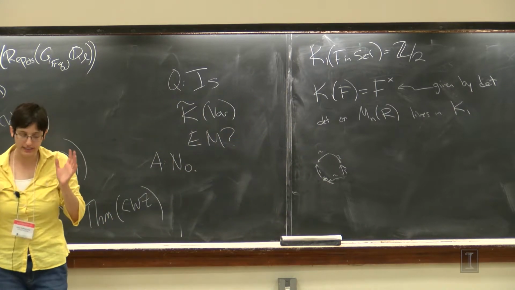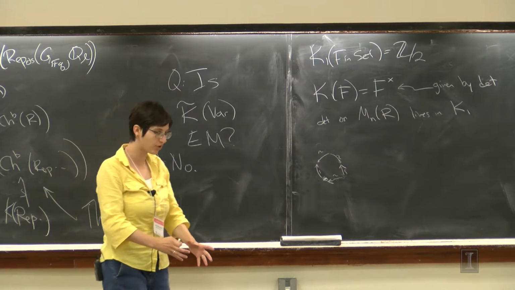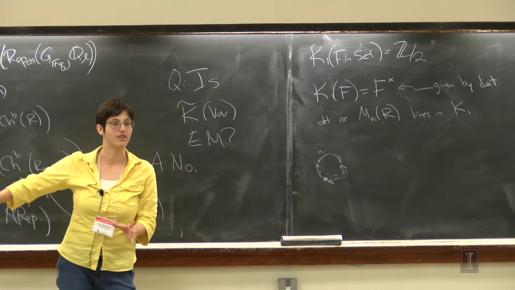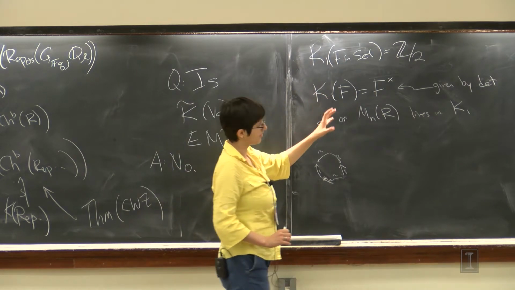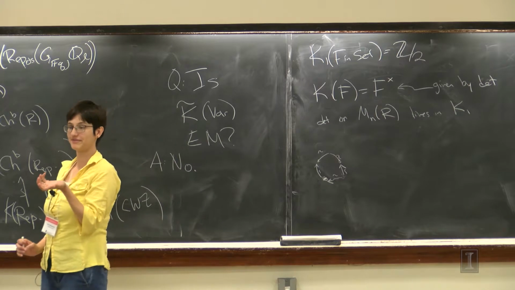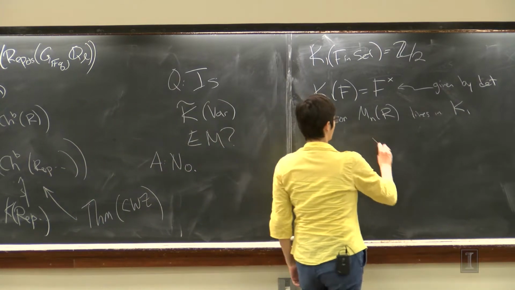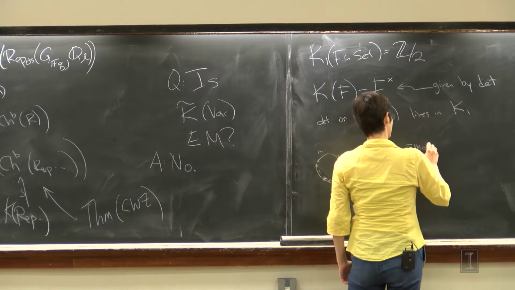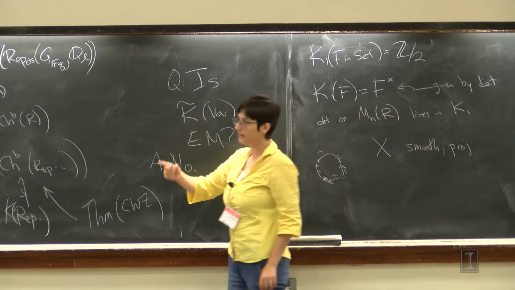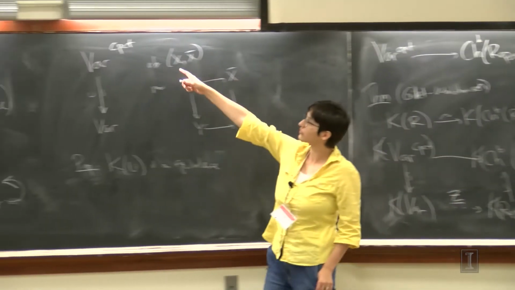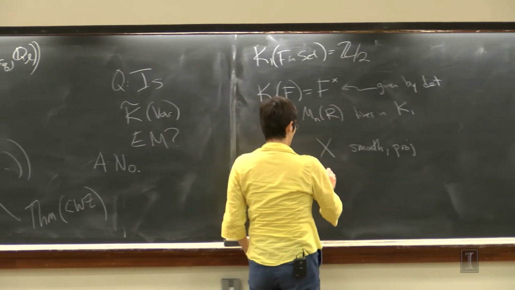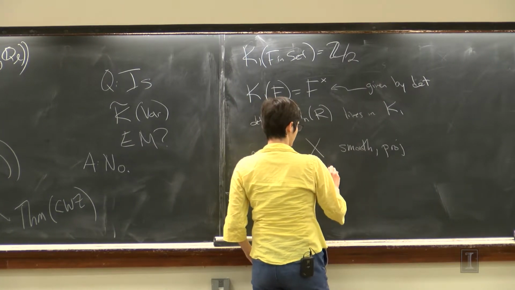But that's okay. We don't actually care about knowing what element of K1 we're doing. We just want its image under this map to be non-zero. All we care about is that it's non-zero. And we don't actually need a general element of K1. We just need to pick a nice one. So let's take X to be smooth and projective, which is the variety version of compact. So in fact, X comma X will live up here. And we're going to take an automorphism of X. So phi is an automorphism.